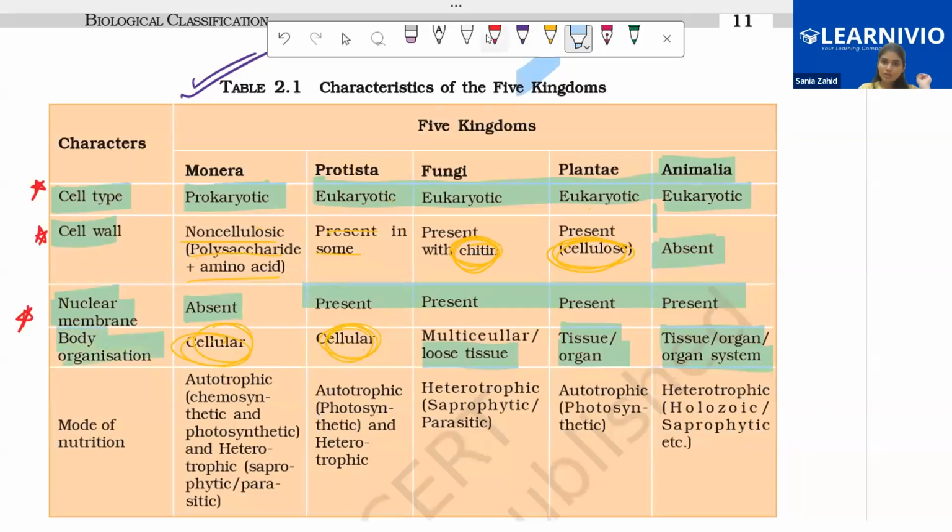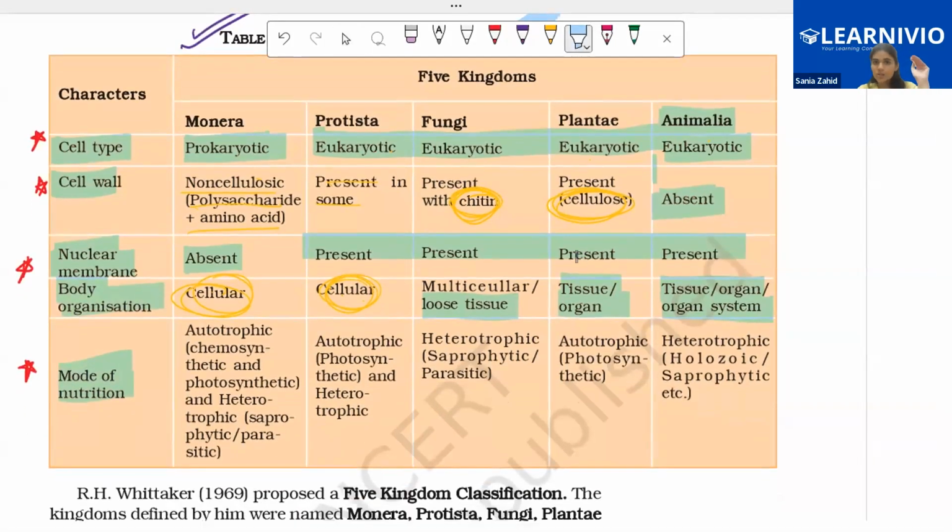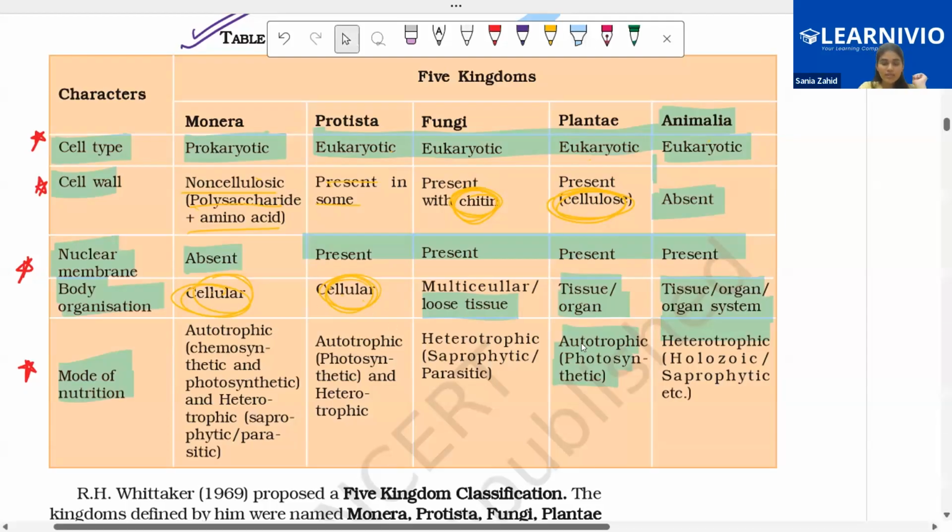Next, we come to mode of nutrition. Very important thing again. So, mode of nutrition means the mode through which the organism is eating. Okay, so monorins can be, okay, first of all, let's study this thing. You know, plants are autotrophic. So plants will perform their photosynthesis, they will make their own food. And animals, we know, are heterotrophic. They will not make their own food. Instead, they will use the other food for nutrition. So they can be holozoic or saprophytic. So what is the meaning of holozoic and saprophytic?